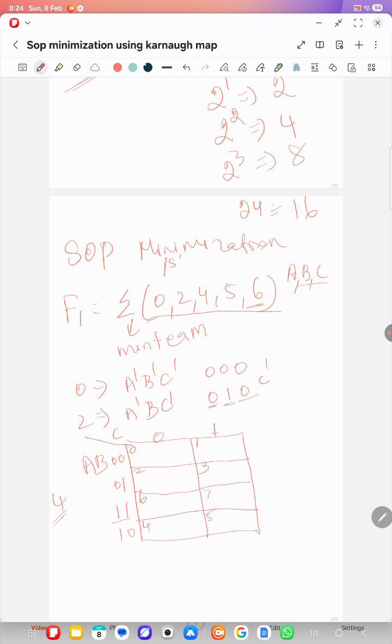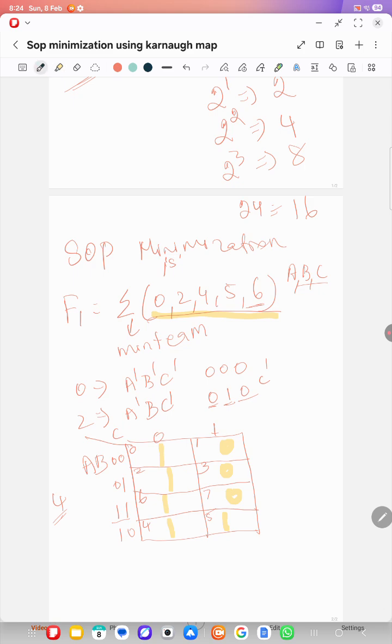So now you have to fill with 1 for 0, and then 2 is also 1, and 4 is also 1, 5 also 1, 6 also 1. Now we have filled all the terms available. In SOP you have to fill with 1, and the others you put as 0. Now you have to form the group.